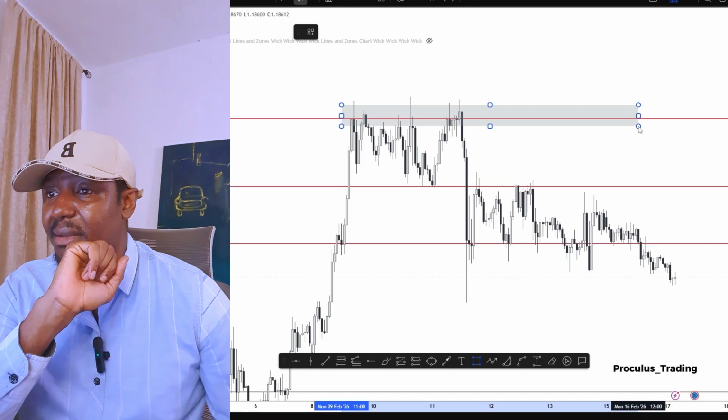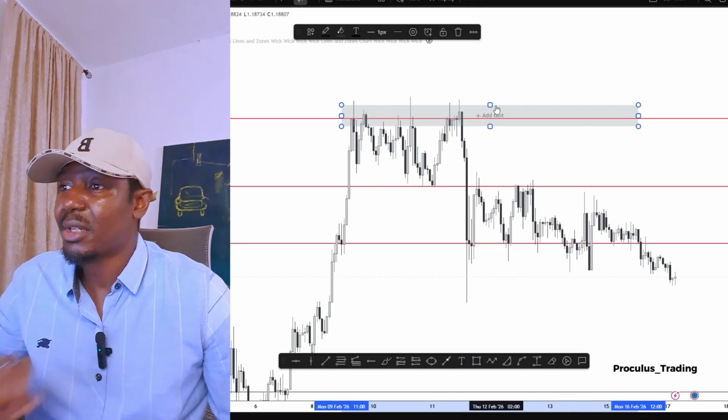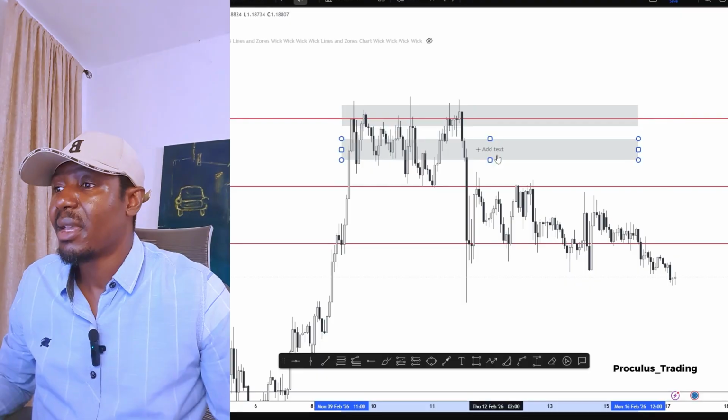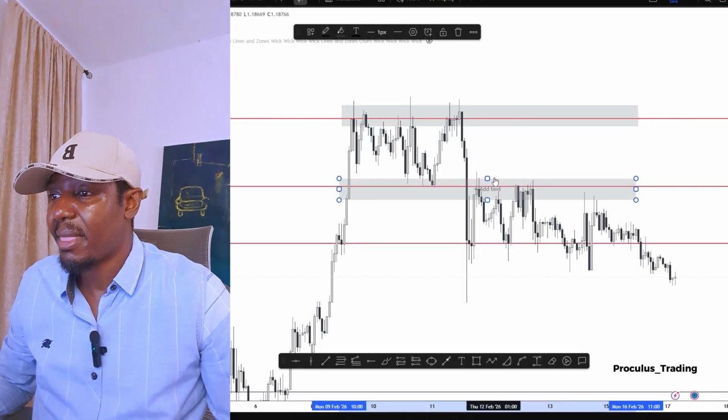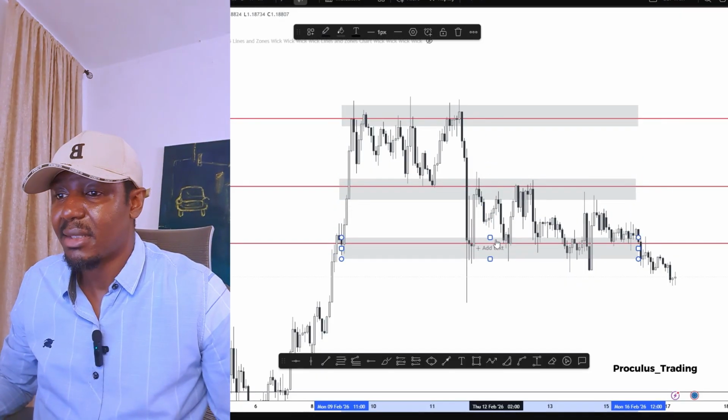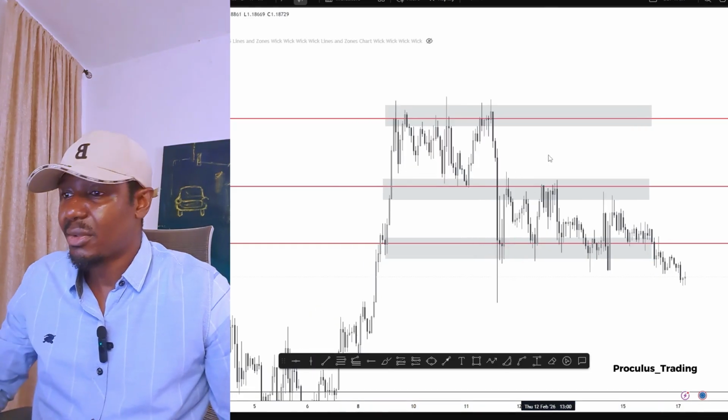We have a zone right here. Now I'm just going to duplicate this rectangular box, and then we bring the next zone right here, and then we bring the next zone right here. Now I want you to pay attention to something.